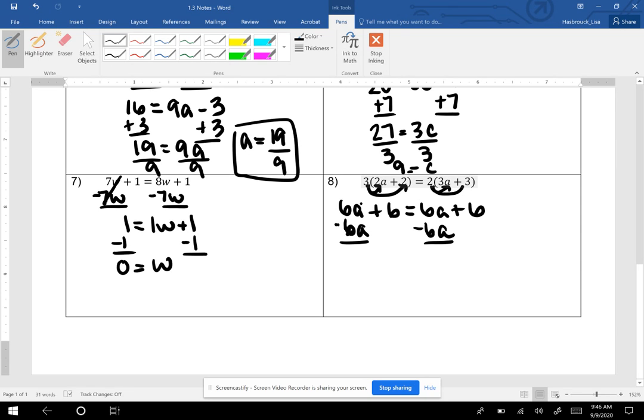When I do that, 6a minus 6a cancels out. I have 6 equals. On the other side, 6a minus 6a cancels out again, and all I'm left with is 6. So I get the statement 6 equals 6. This is true. 6 does in fact equal 6. So our answer is all real numbers. If you were to get something like 3 equals 6, that is not true. We would write no solution.